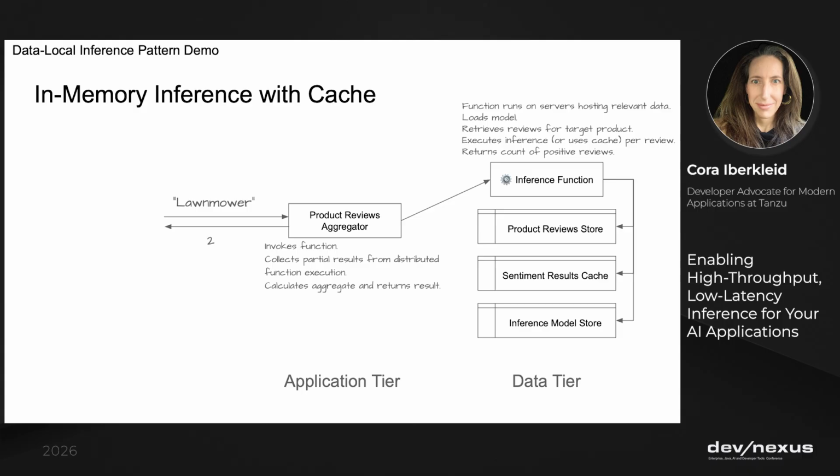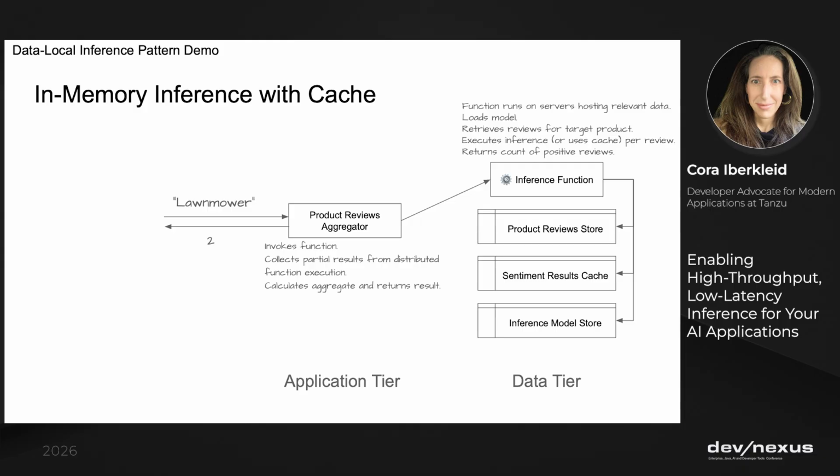But the real workflow here is that a user sends something like lawnmower to the product reviews aggregator with its Spring Data for Gemfire. Its easy ability to interact with Gemfire will trigger the function, telling it which region to operate on. So it's going to say, run this count positive reviews function on the product reviews region. And so then Gemfire will make sure to trigger the function everywhere that there are product reviews. And then that function has to load the model and get every review from the reviews region.